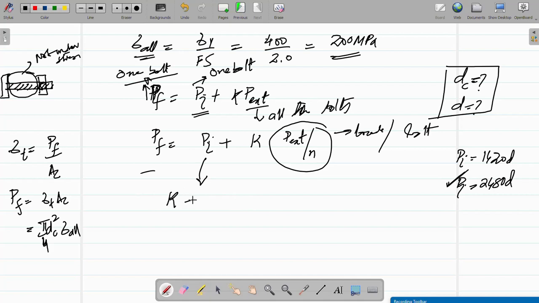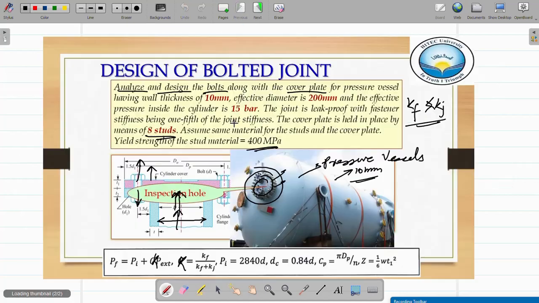And the K, which is called the joint stiffness, is A over 1 plus A, where A, as I told you, is nothing but Kf over Kj. If you look at the problem, it says that the fastener stiffness is 1/5 of the joint stiffness. Which means that Kj is equal to 5 Kf from the information we have.